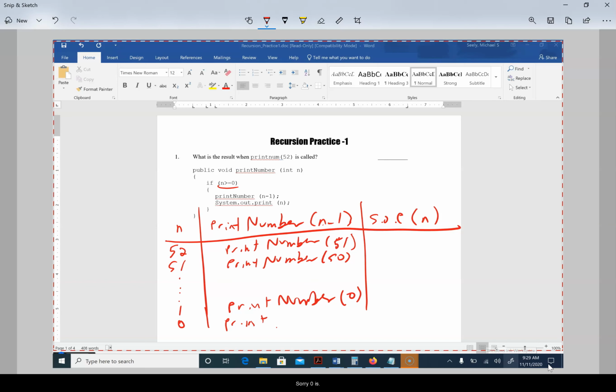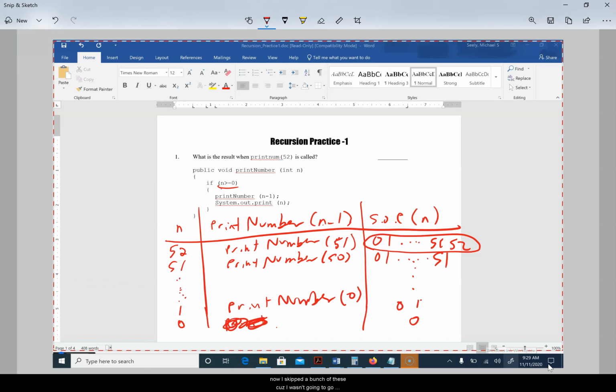0 is not greater than or equal to, so it actually wouldn't do anything there because it would be done. So then we got to pop back up our stack. So this is where we'd have 0, then 0, 1, and then all the way back up to 0, 1, dot dot dot, 51, and then 0, 1, 51, 52. So this is what your final print would end up looking like.